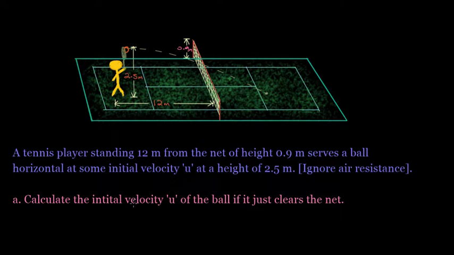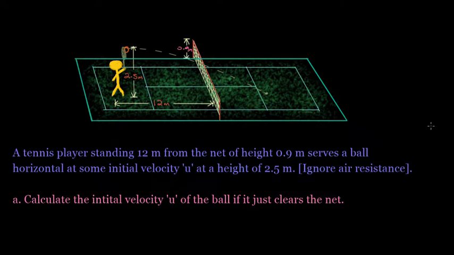All right, so it says we're to calculate the initial velocity u of the ball if it just clears the net. So if we look at our scenario right here, we have a tennis player who is going to serve a ball, and the ball is 2.5 meters from the net, and the distance of the player from the net is 12 meters. And we were told that the ball was launched initially horizontally. Now, we want to find the initial velocity.